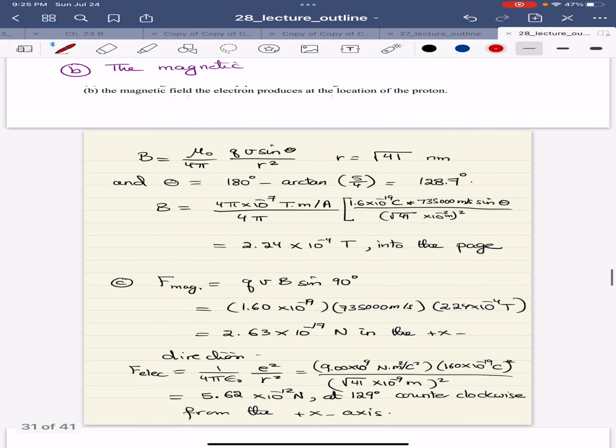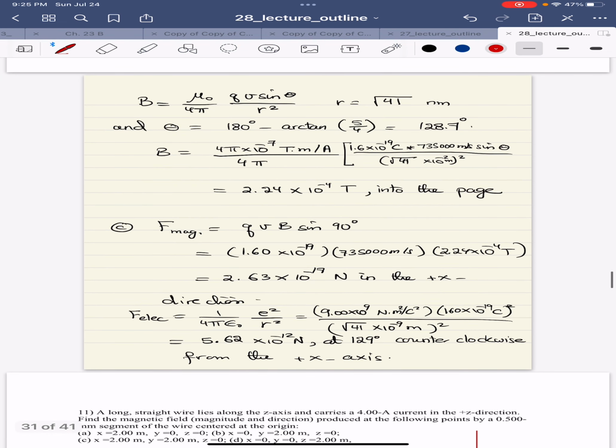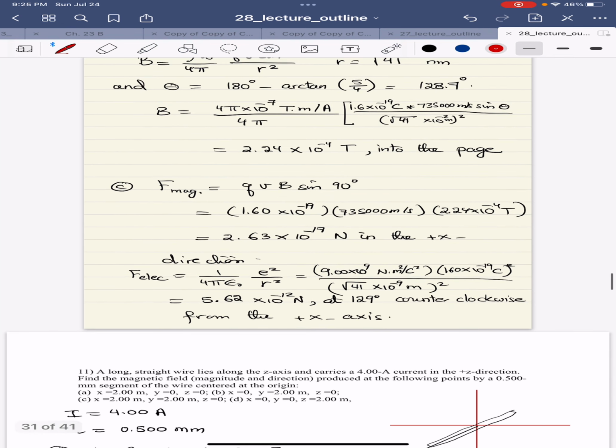And then I will be able to calculate the magnetic field caused by the electron at the position of the proton. Now, the magnetic force is going to be QVB sine 90, and it's going to be in the positive x direction, using again the right hand rule. Okay, the electrical force is going to be 1 over 4 pi epsilon 0 e squared divided by r squared, and that is going to be the calculated value for the electrical force.